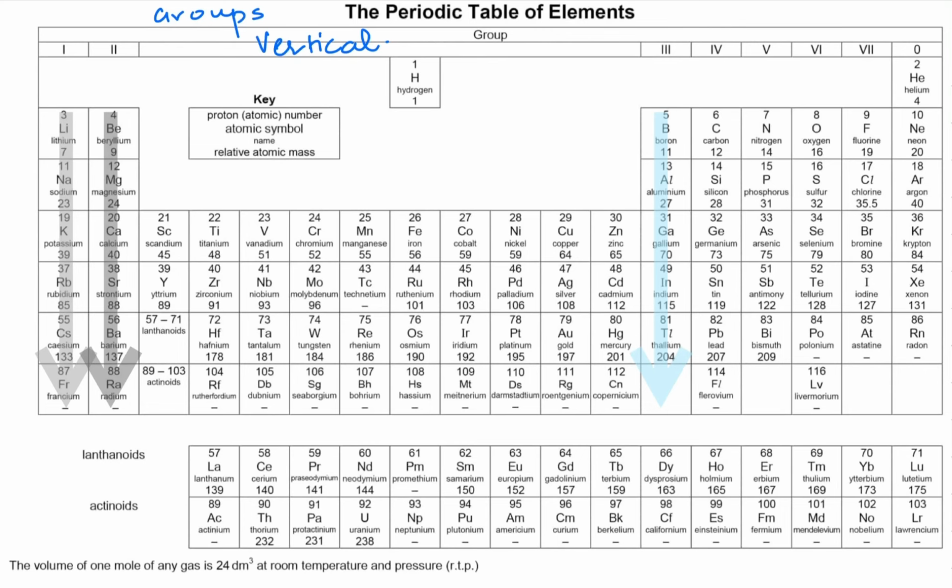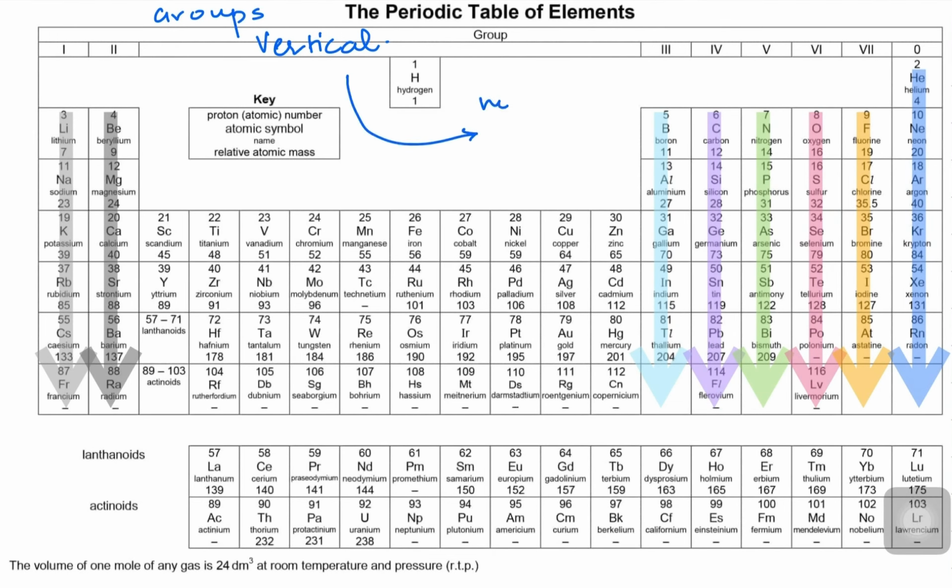Group number 3 is with a blue. Then group number 4, which starts with carbon. Group 5 starts with nitrogen. Group 6 starts with oxygen. Group 7 are called halogens. And then group 0, which is also group 8, and they're called the noble gases.